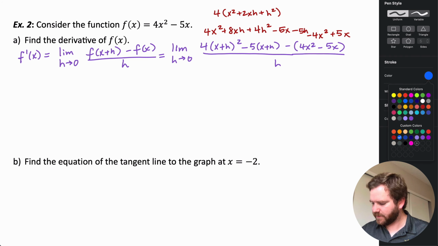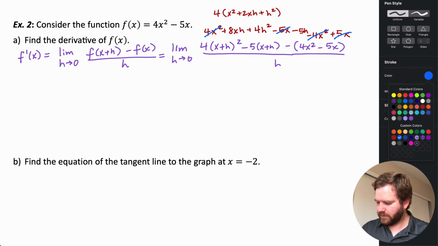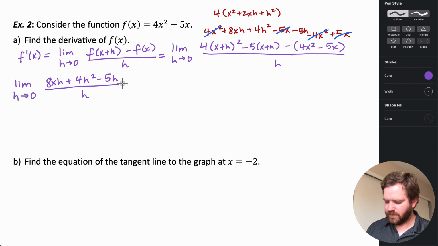Okay, so if we combine our like terms, what do we get? Well, this 4x squared and that 4x squared cancel. This negative 5x and that 5x cancel. And we're left with the limit as h approaches 0 of 8xh plus 4h squared minus 5h, all divided by h. Now, what's nice is all of these have a factor of h, so I can factor that out.